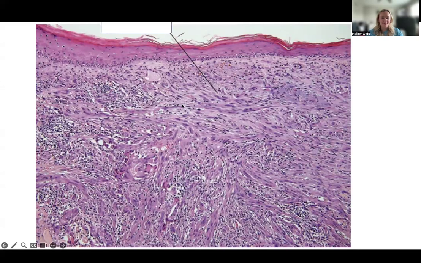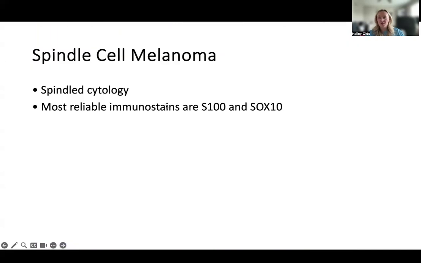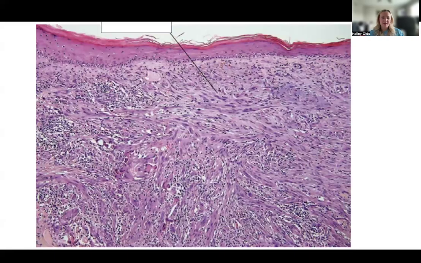Okay, so this one is more of those spindly kind of melanocytes. So this is spindle cell melanoma. This is in the SLAM differential, which other things in the SLAM differential are spindled SCC, leiomyosarcoma, atypical fibroxanthoma, AFX, and spindle cell melanoma. And HMB45 is going to be negative. So the most reliable immunostains in this are S100 and SOX10. And this is when you have a spindle cell proliferation kind of slammed up against the epidermis.